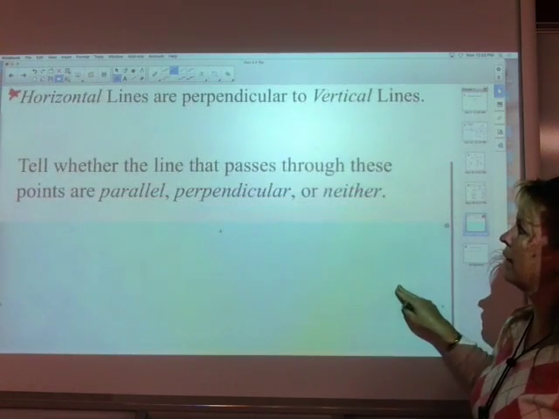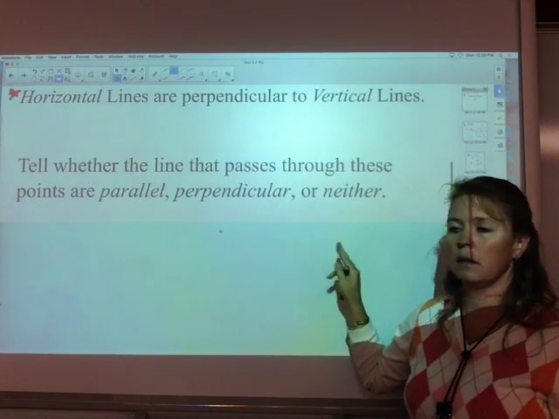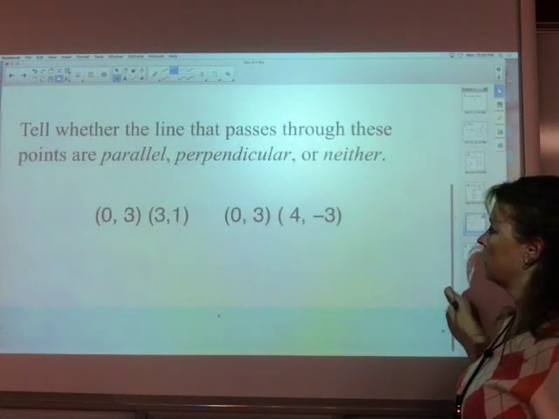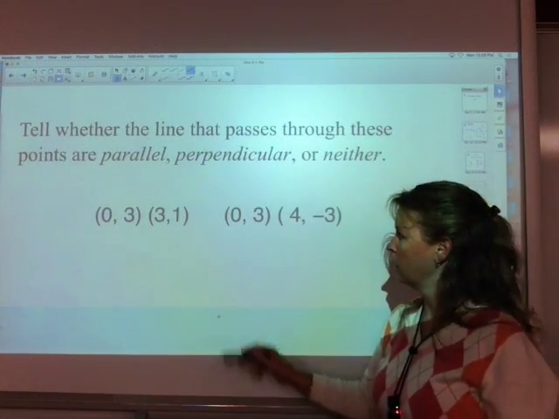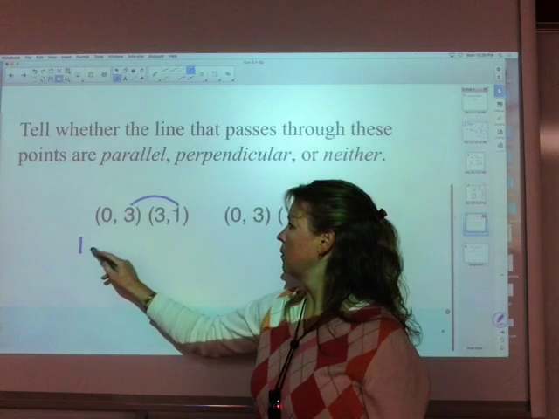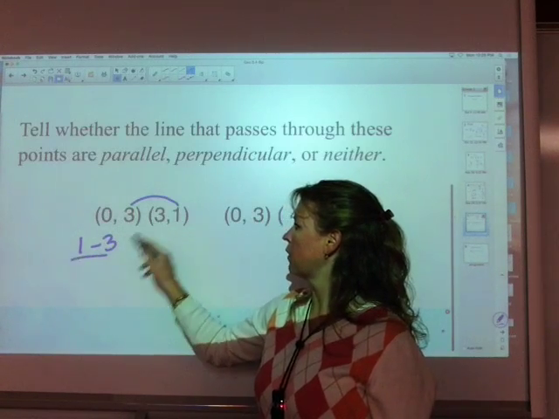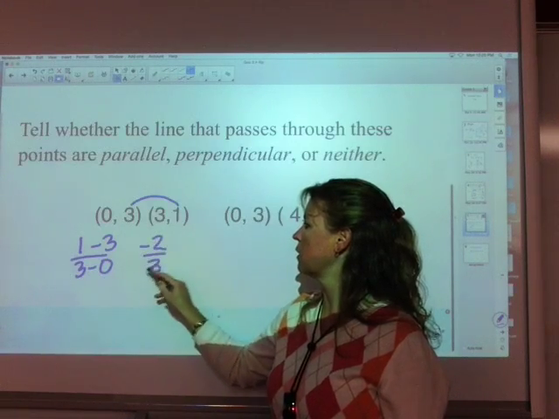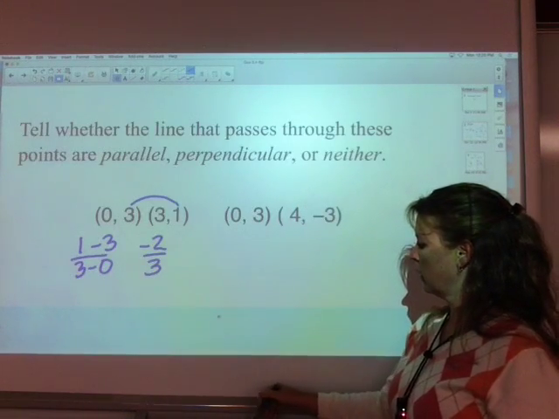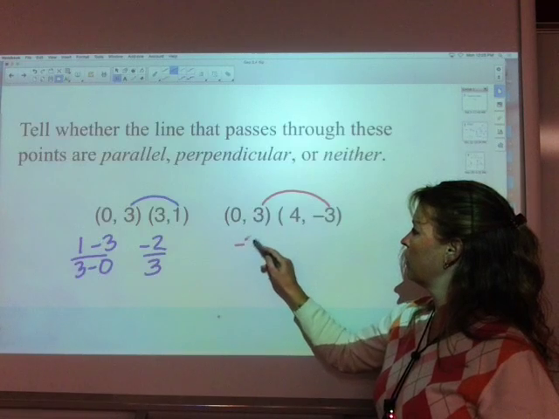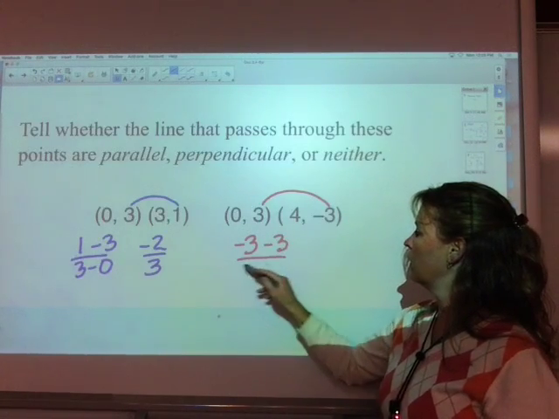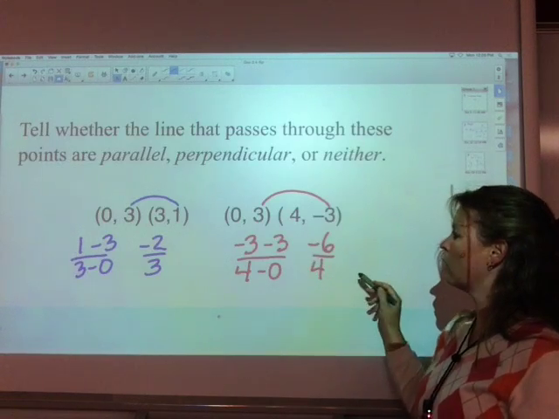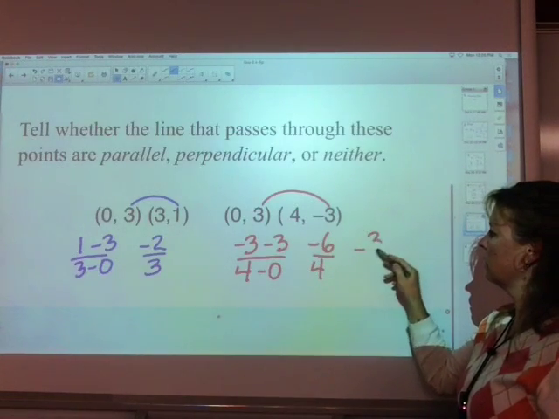So let's tell whether the lines that pass through these points, are they parallel, are they perpendicular, or are they neither? We'll find the first slope, 1 minus 3 over 3 minus 0. You get negative 2/3. We'll try this one, negative 3 minus 3 over 4 minus 0, you get negative 6 over 4, which reduces to negative 3 over 2.